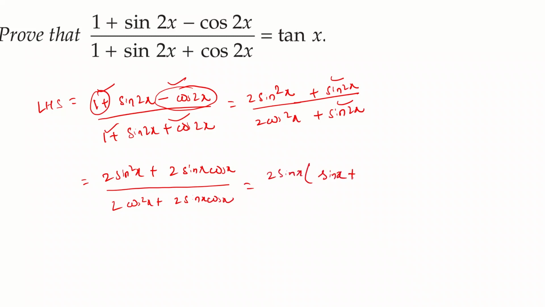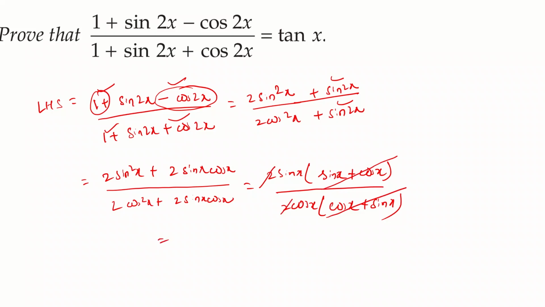So sine x plus cos x, and in the denominator we have 2 cos x common. So we have cos x plus sine x, and see, we have got these two things as exact same replica, so we can cancel it out. Similarly, 2 and 2 can be cancelled out, and sine x by cos x is tan x. Yup, we are done, which is the right hand side.